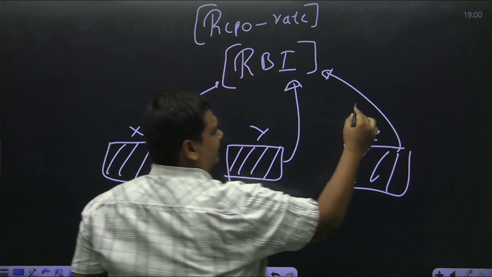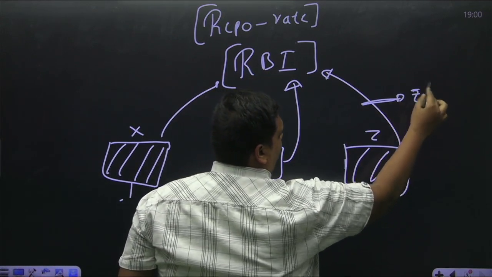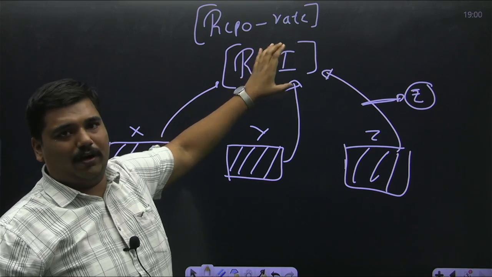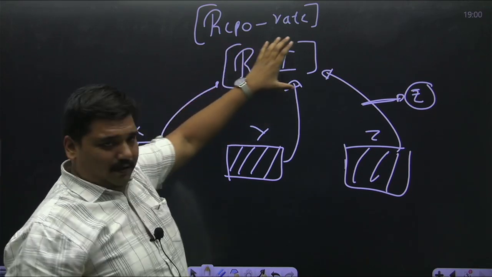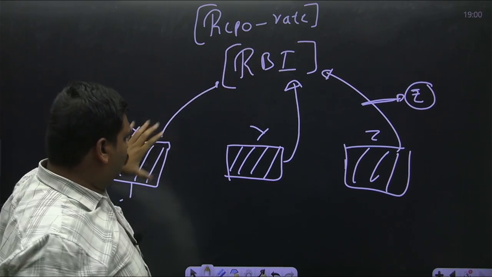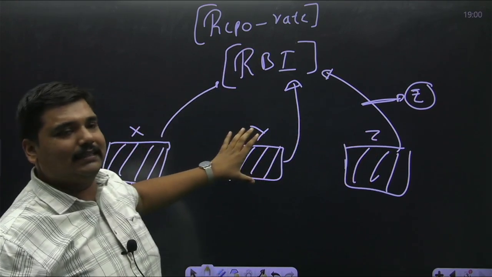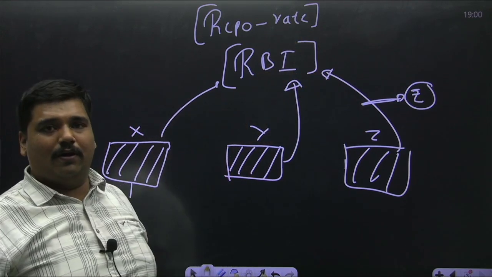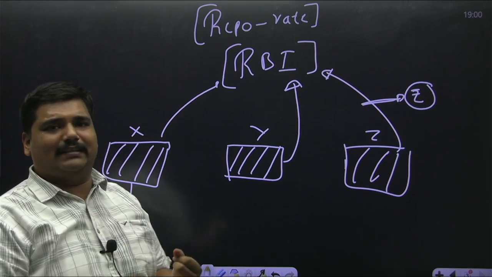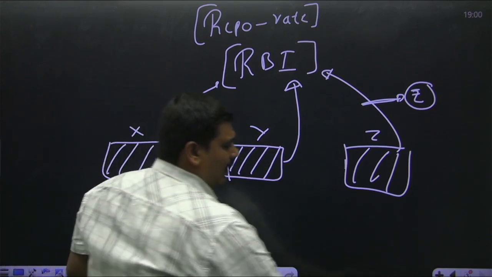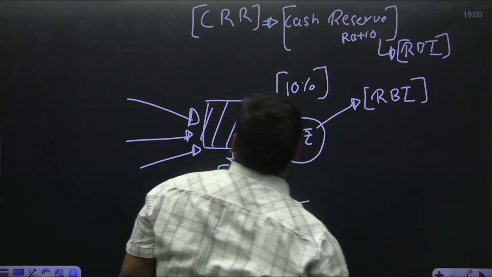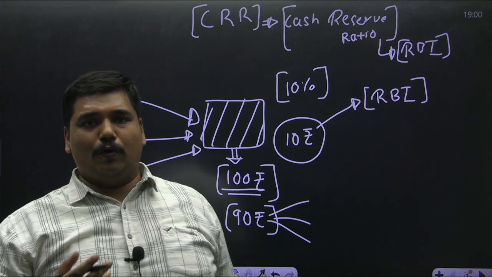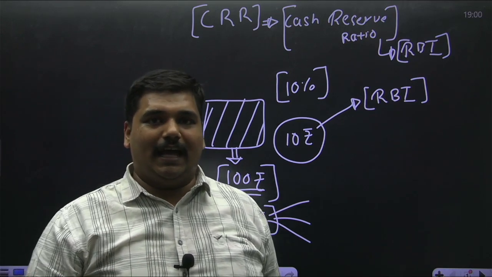Now the rate at which the banks borrow from RBI is called the repo rate. That means essentially RBI gives out loans to individual banks at an interest rate. That interest rate we call the repo rate. Now CRR, SLR and repo rate are essential instruments that the RBI uses to control inflation in the economy.